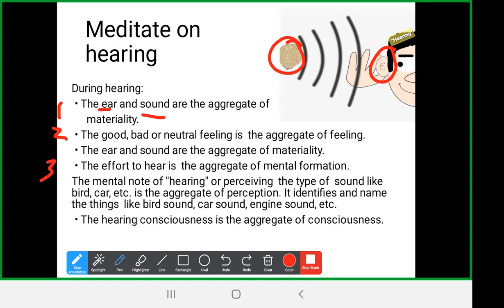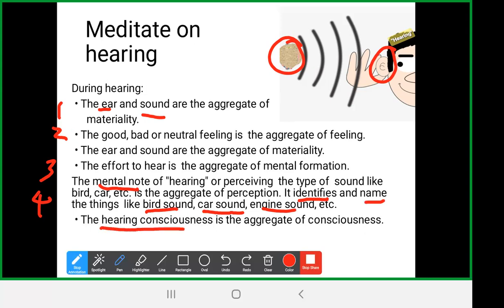And then there will be effort here. So it's the aggregate of mental formation. There will be mental note, all this perception. You will know it because when you hear the sound, you identify it like bird sound, car sound, engine sound. So this is like making a label, all right? So naming, labeling, identifying. This is the aggregate of perception.